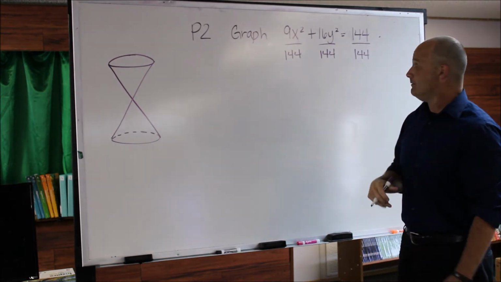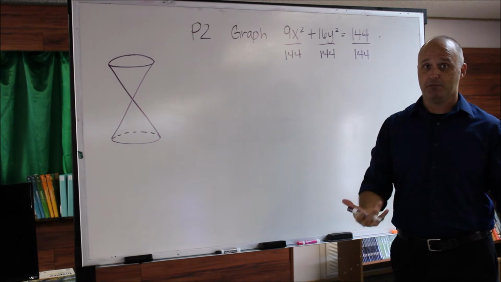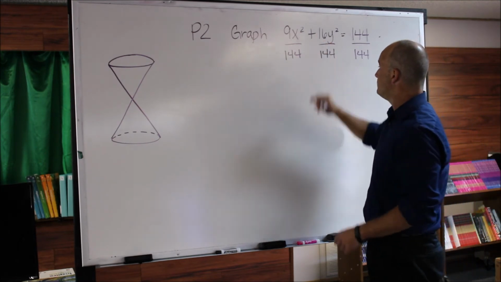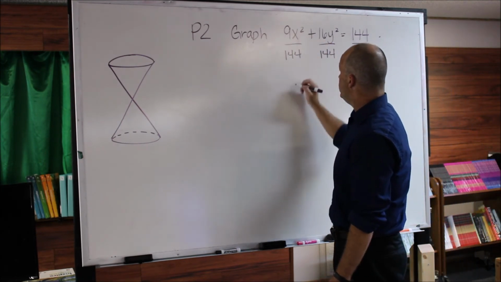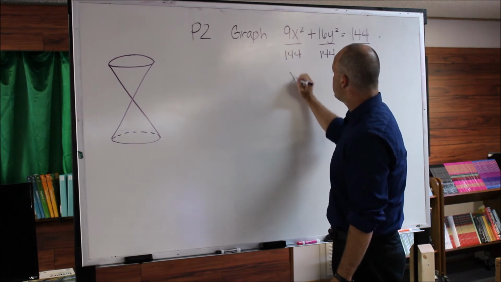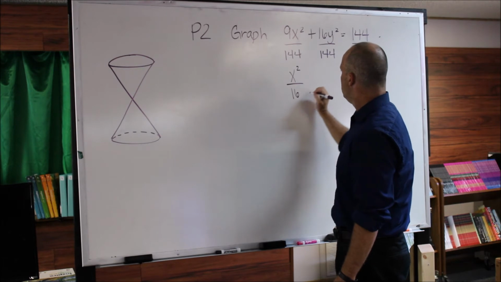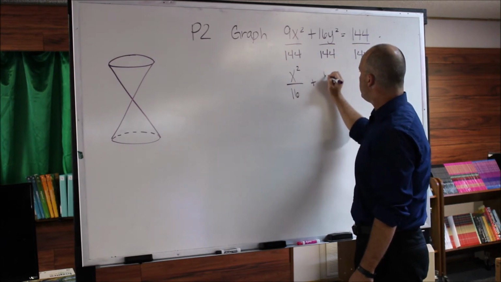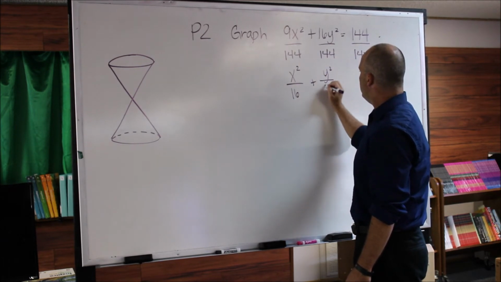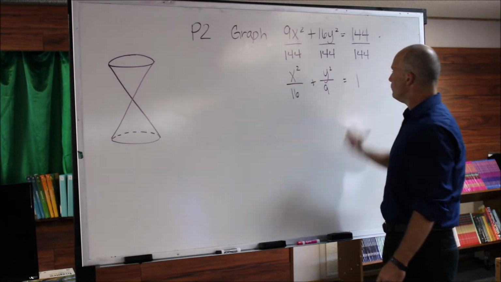So when we do that, 16 times 9 just happens to be 144. So these two numbers end up switching places. So we're going to end up here with x squared over 16 and y squared over 9 equals 1.